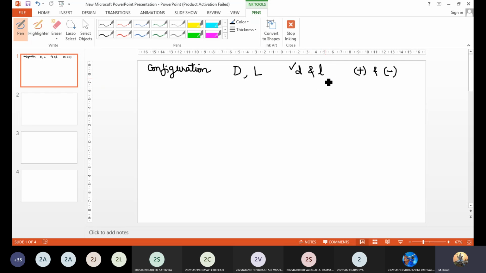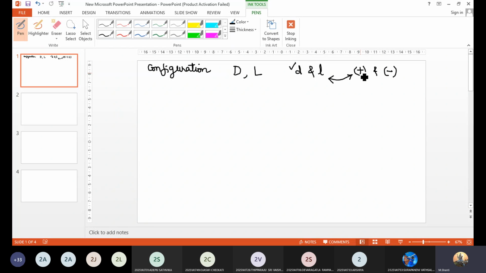And how about the relation between the small d and l with the plus and minus sign? Do you have any relation among these two? Yes or no? Say yes or no first. Then we'll see whether we can establish the relation. Yeah, obviously you have the relation, right? So d is dextro, therefore for d you can write the plus sign.